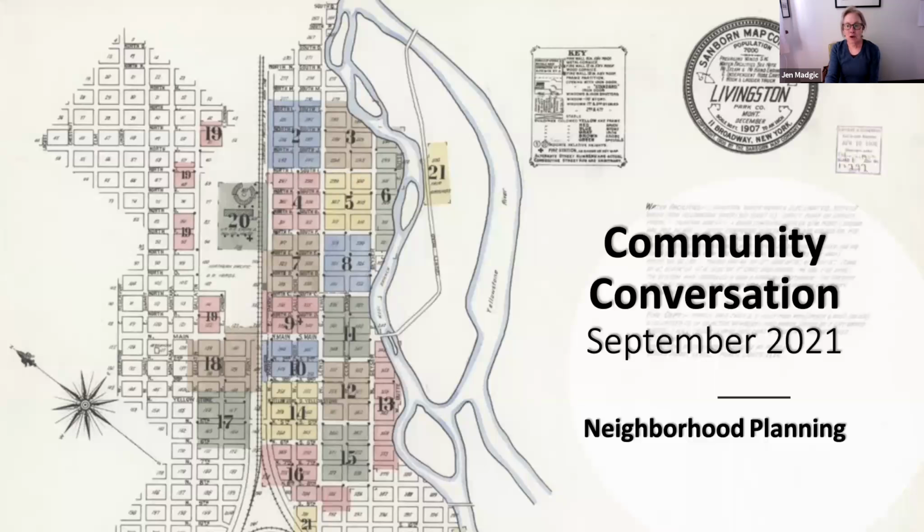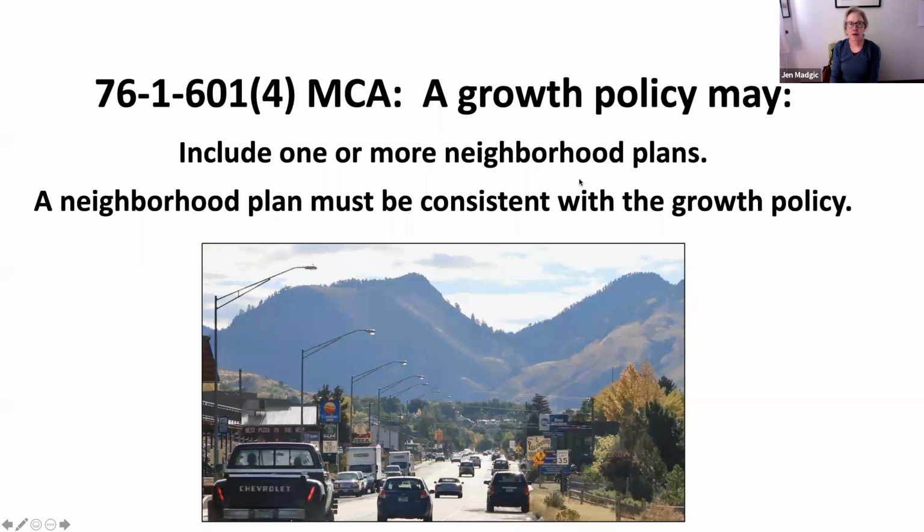So our conversation today on community planning, neighborhood plans specifically, go back to Montana Code. So my favorite little code book, which is now out of date. Neighborhood plans come from Montana Code. And that's where our growth policy statutes also come from. So this particular section of Montana Code that authorizes growth policies also authorizes the idea of neighborhood plans.